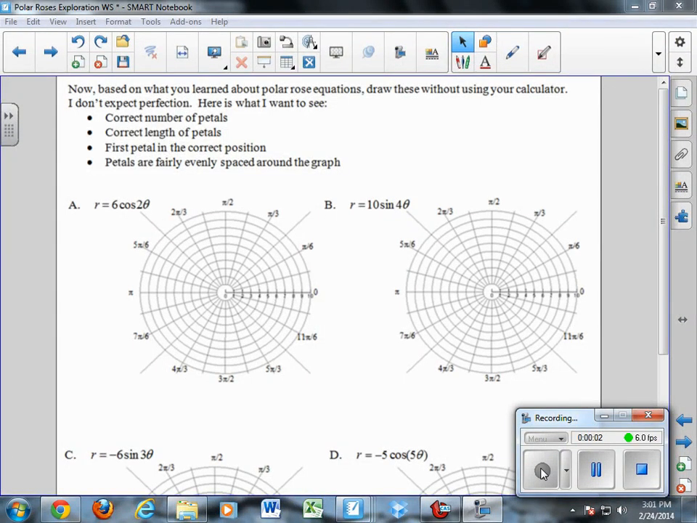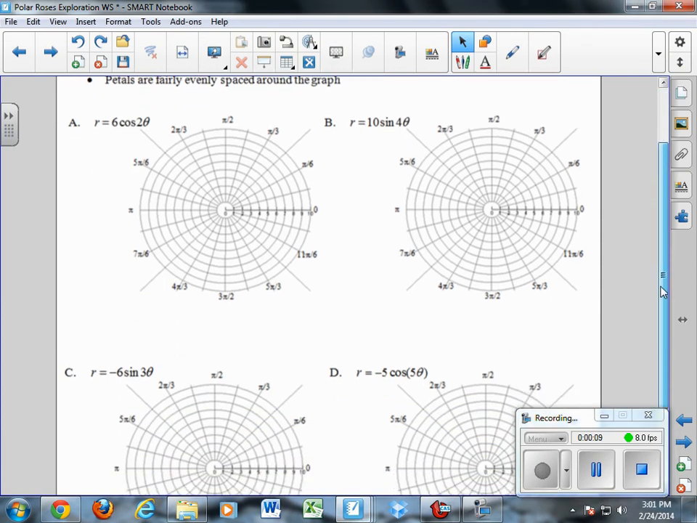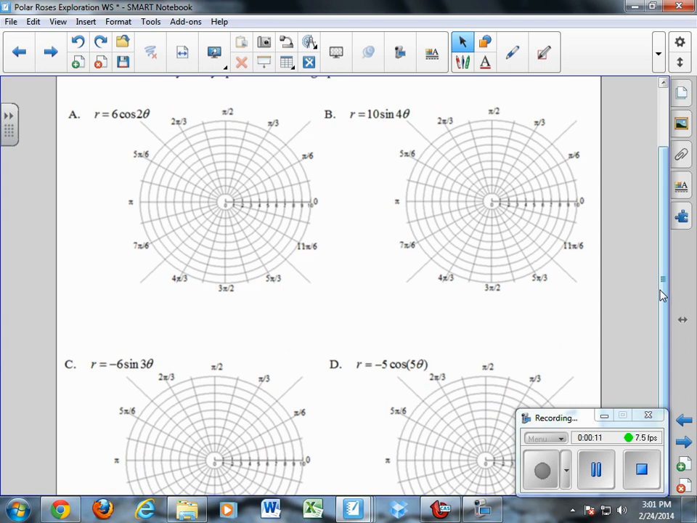Here are some tips for graphing polar roses, looking at the practice graphs on the back of the notes. Our first one is 6 cosine of 2 theta. Recall from what we observed before that the number on the outside of the function tells us the length of the petals. So the length of the petals here is 6. The number on the inside of the function, the 2, tells us the number of petals. If it's even, we double it. So the number of petals is 4.